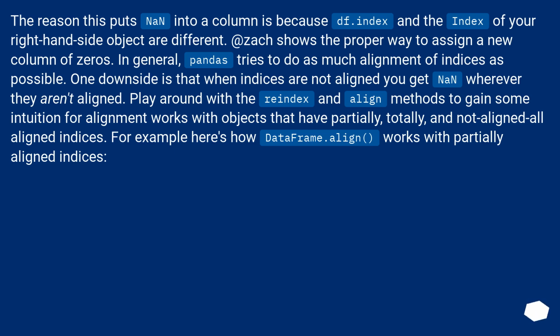Play around with the reindex and align methods to gain some intuition for how alignment works with objects that have partially, totally, and not all aligned indices. For example, here's how DataFrame.align works with partially aligned indices.